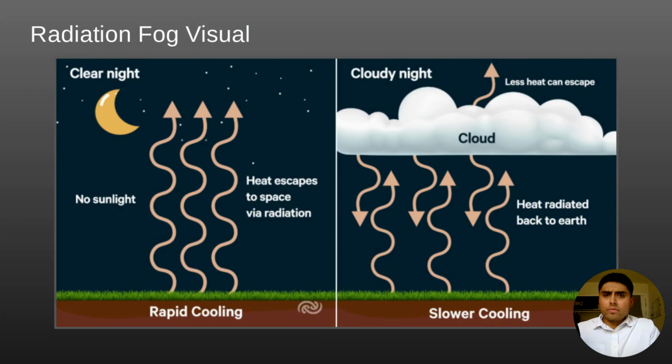And here we have a radiation fog model just showing how cloud coverage can slow the cooling, instead of a clear sky. And with the faster clear sky cooling, we have a faster formation of radiation fog in general.